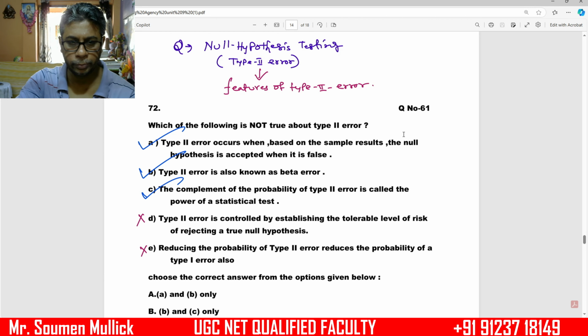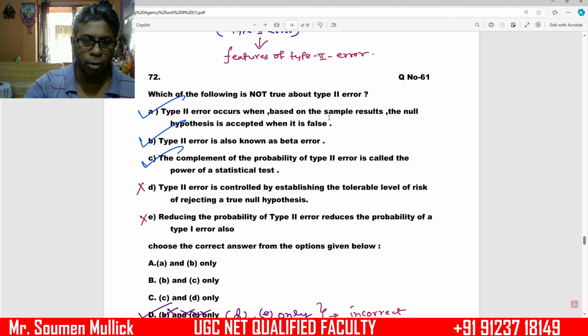Choose the correct answer from the options given below. Now our question is, which of the following is not true about the type 2 error? In option D, D and E statements are not true. So D and E is the correct option.